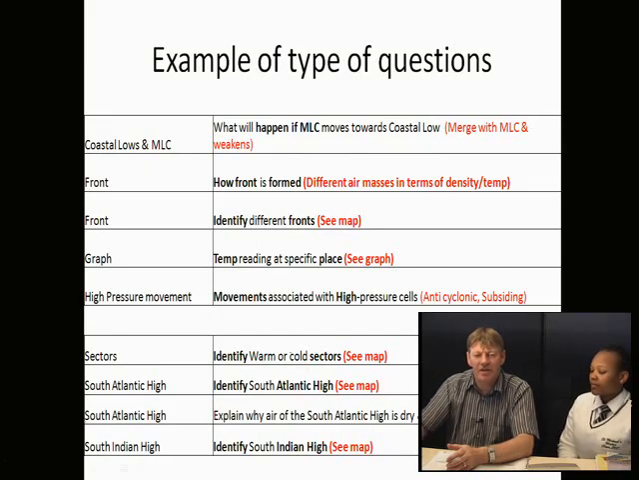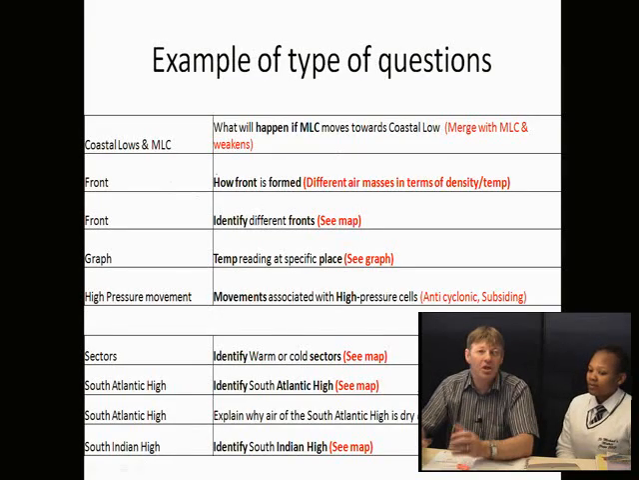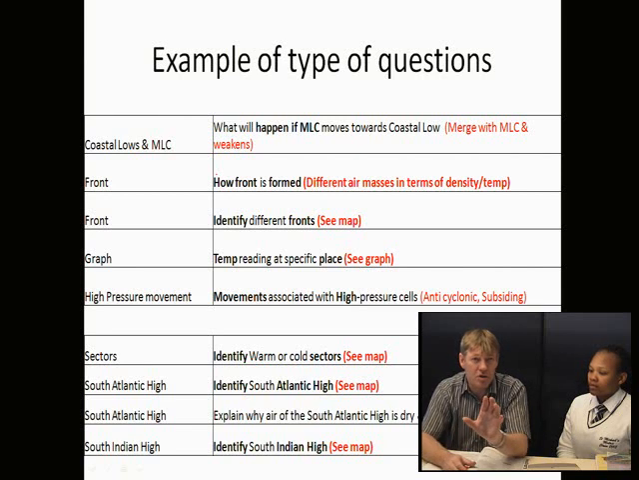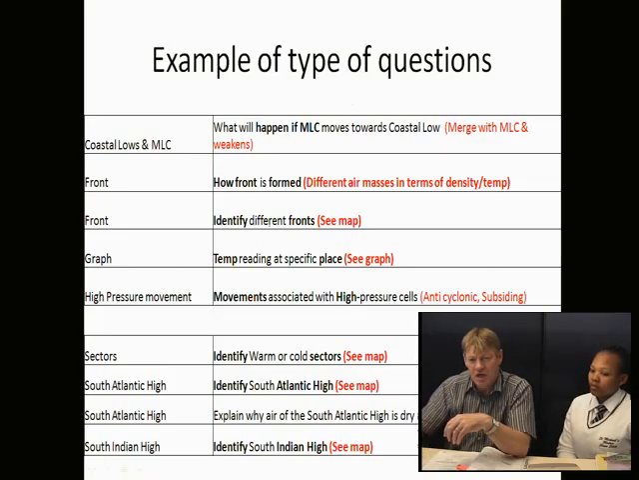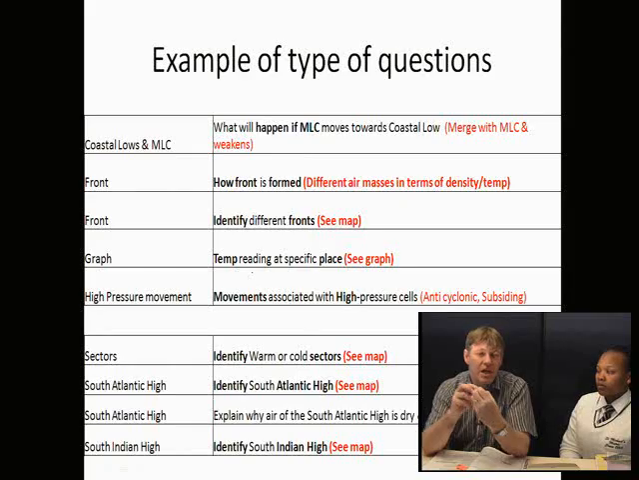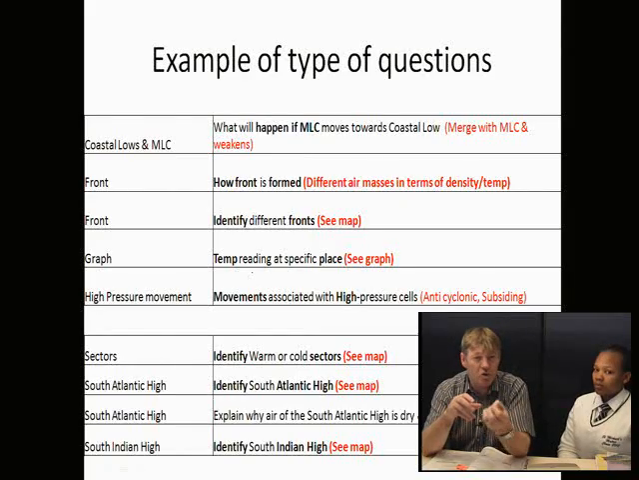And then to identify the different fronts, you need to take a look at the map. Can you remember the synoptic map that we had up there? So if you get a question like that, identify the different fronts that you can see there, like the cold front or the warm front. But you need to have the map in front of you. Then the temperature regarding a specific place. Again, here you need to either see the graph, or you need to read this from the synoptic map.